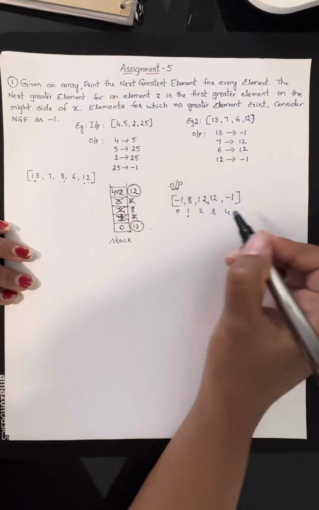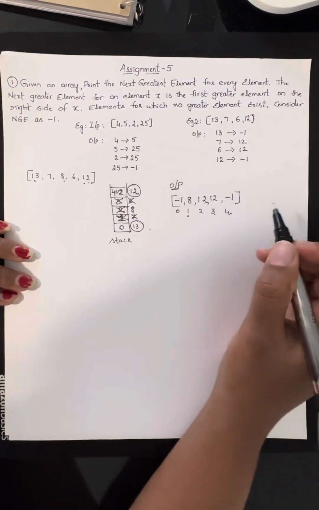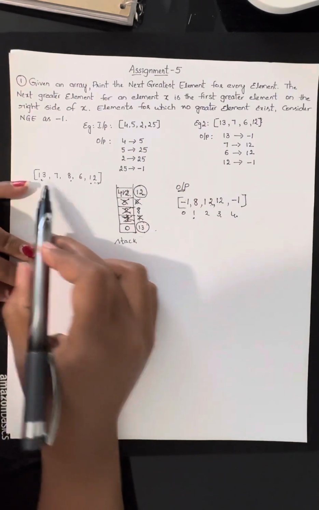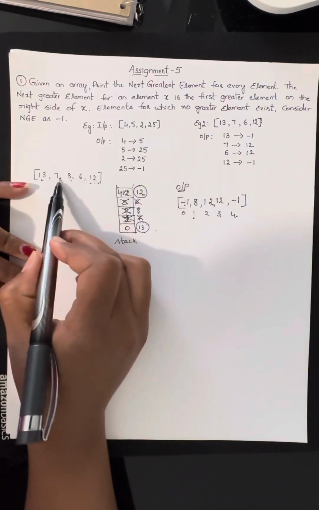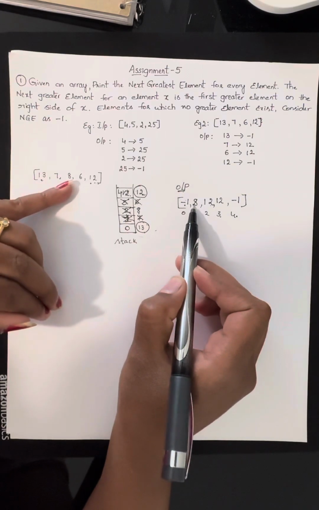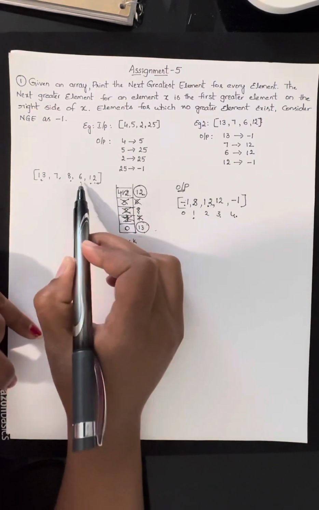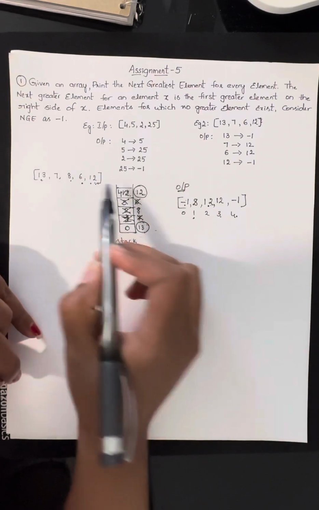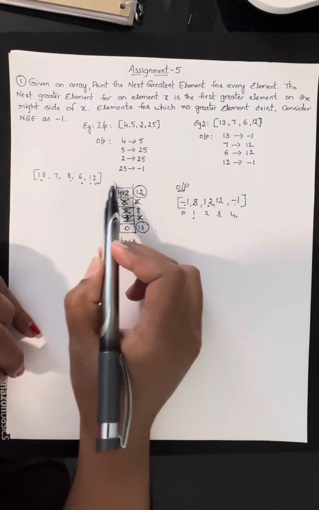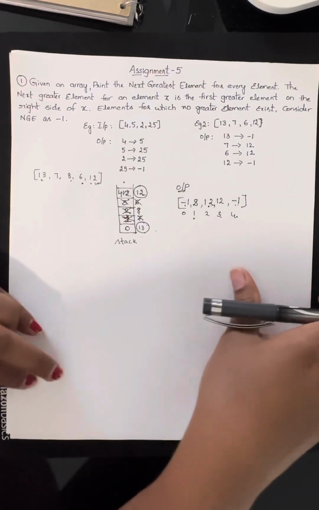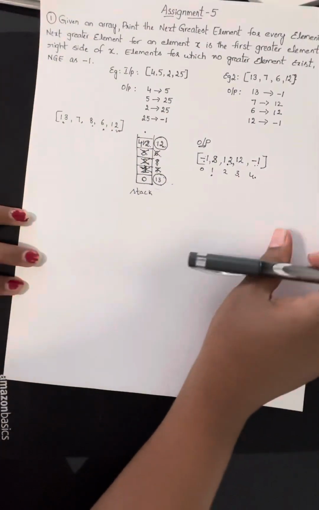So this is our output array, which means for 13 it is -1, for 7 it is 8, for 8 it is 12, and for 6 it is 12, and for 12, since there are no other numbers on the right side, it is -1. Now let's implement the code.